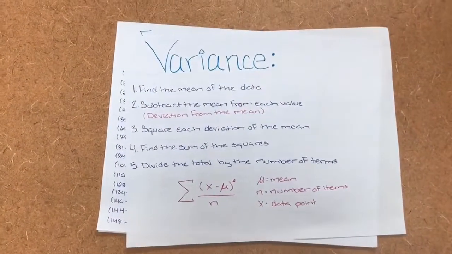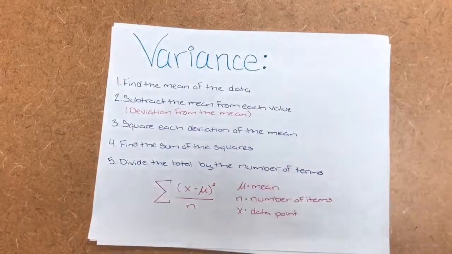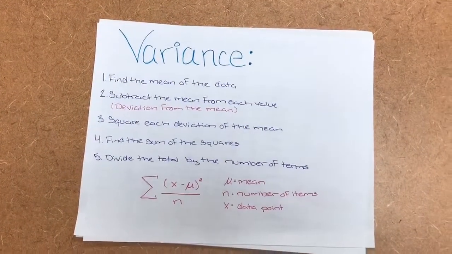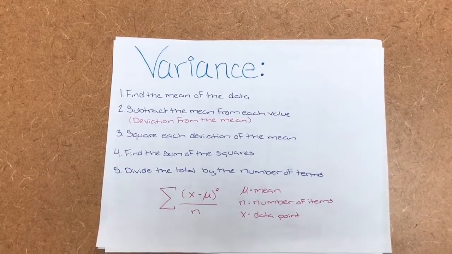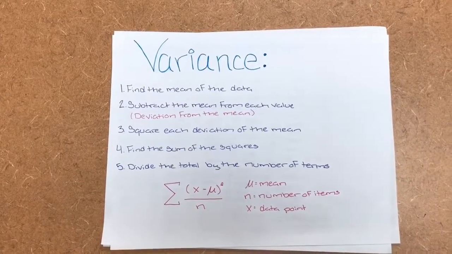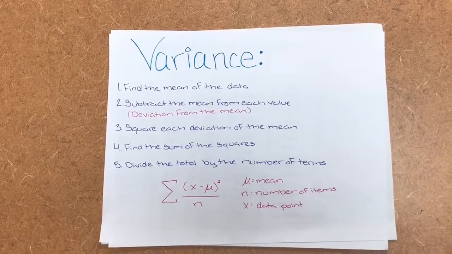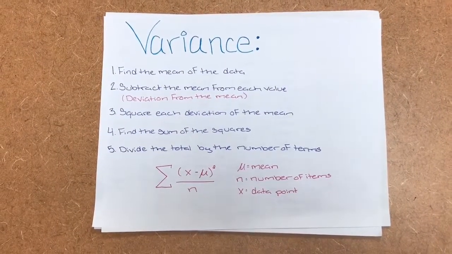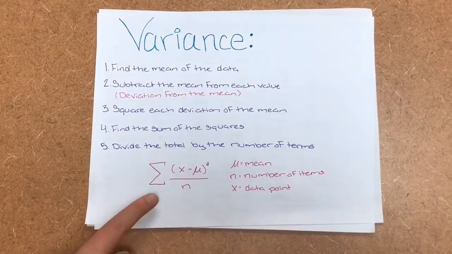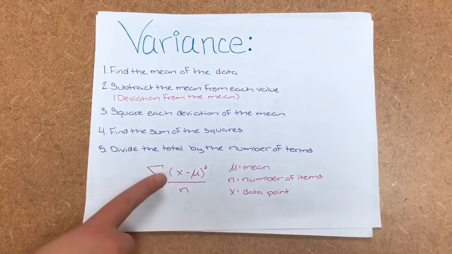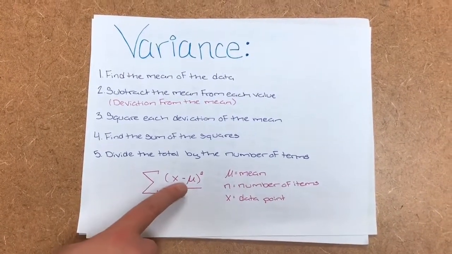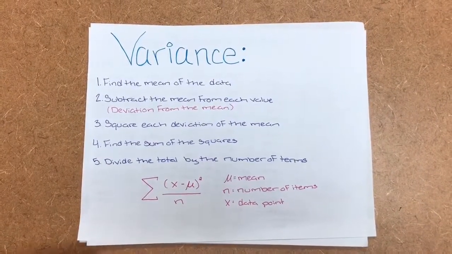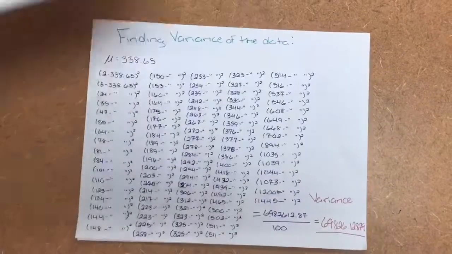Boom. So when finding the variance, you want to find the mean of the data, subtract the mean of the data from each value, which is the deviation from the mean, square each deviation of the mean, then find the sum of the squares, and lastly, you want to divide the total by the number of terms. In this equation, it shows you how to find the variance, where x is the data point, the μ is the mean, and n is the number of items that you have.